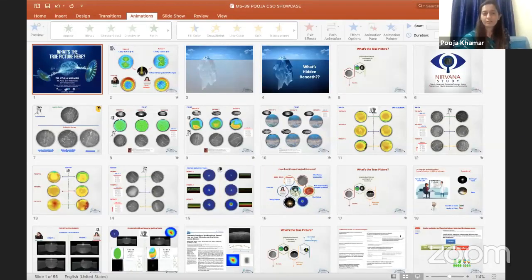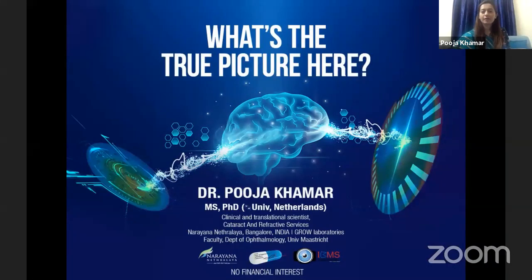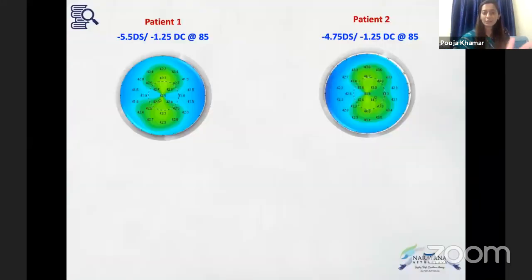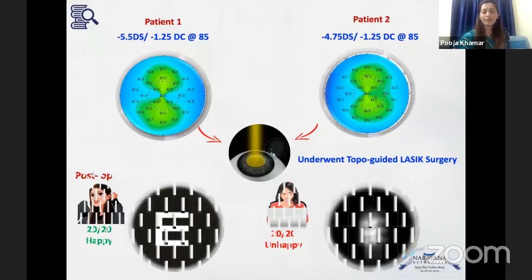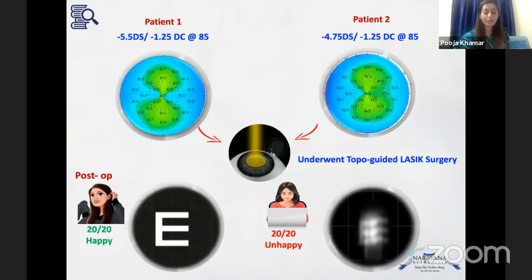Thank you, Giacomo. I'll just share my screen. Good evening, everyone. I would like to thank CSO and Francesco for giving us this opportunity. I'm going to share a few short cases and scenarios which we come across in our practice and see what the true picture is. These are two patients, a normal looking topography, similar cylinder. We went ahead and planned a topo-guided LASIK for this patient. However, post-operatively, the first patient was 20/20 and very happy, and the second patient was also reading 20/20, but she was very unhappy. So what was happening here?